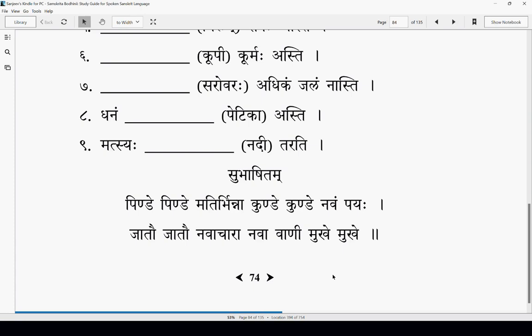Not that payaha. Paya is a Napunsakalinga word. That's why the Navam is used. Navam is a Visheshanam for Payaha. Paya is Napunsakalinga. So Navam Payaha. In every well there is a different kind of water.